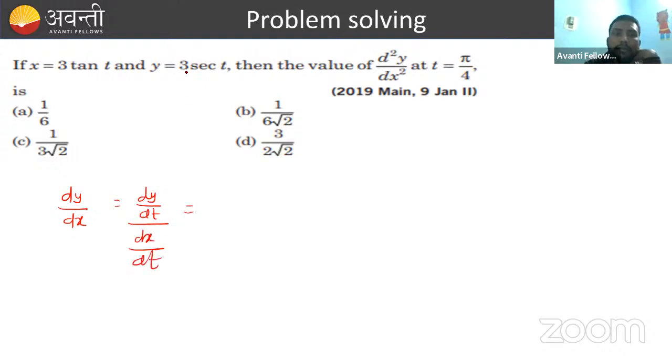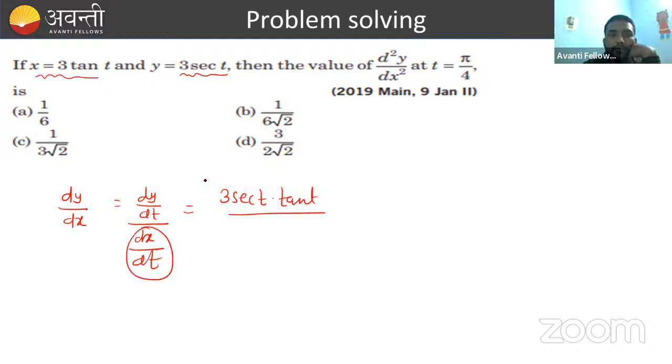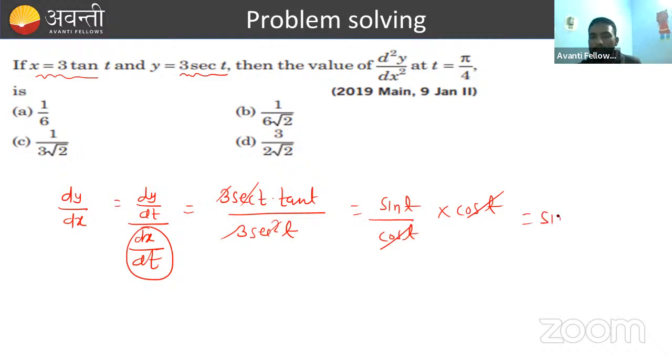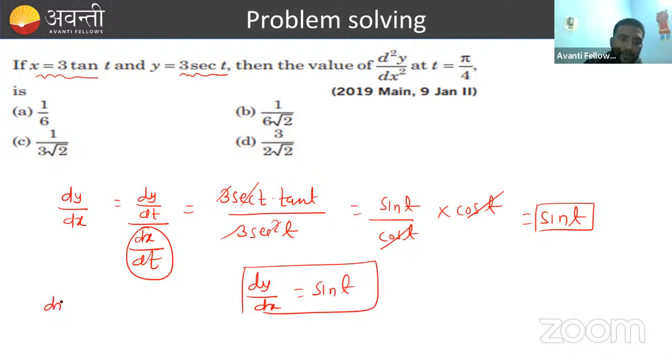So what is dy by dt? y is 3 sec t, so it will be 3 sec t tan t. And what is dx by dt? dx by dt is 3 sec square t. So if you cancel this, tan t is sin t divided by cos t, and sec t is 1 by cos t. So it is coming as sin t. So what we have got? We have got dy by dx is equal to sin t. Okay. And we have dx by dt is what?